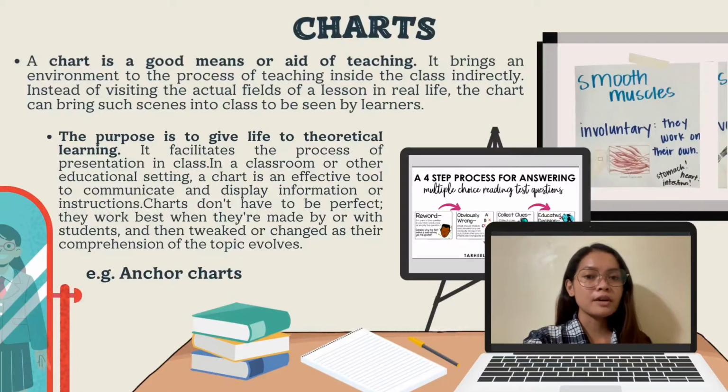So the purpose of chart is to give life to theoretical learning. It facilitates the process of the presentation in class. A chart is a useful way to present and display information or instructions, especially in a classroom or other educational situation. A chart is an excellent tool that can help students become independent thinkers.